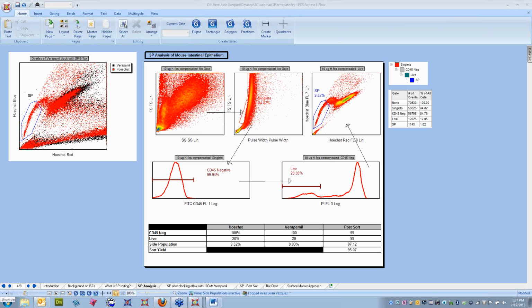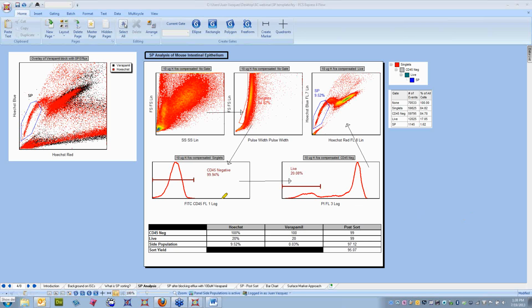And then we say, well, what we want first are singlets. So we select based on pulse width, and we take those singlets and carry them forward to a CD45 gate. Here what we're doing is removing any contaminating cells of bone marrow origin, because what we don't want are bone marrow stem cells getting into our prep and growing and giving us a false impression that we have intestinal stem cells generating some tissue.